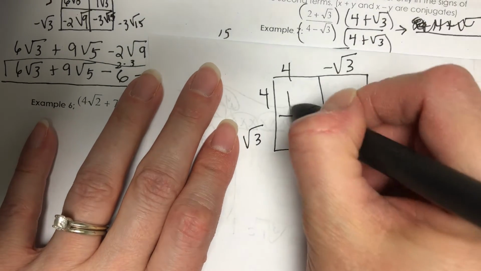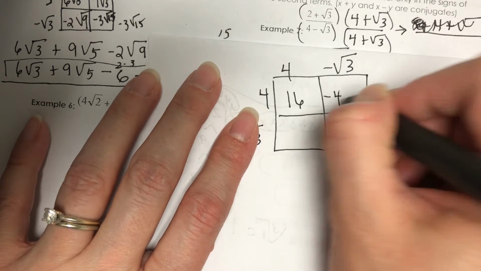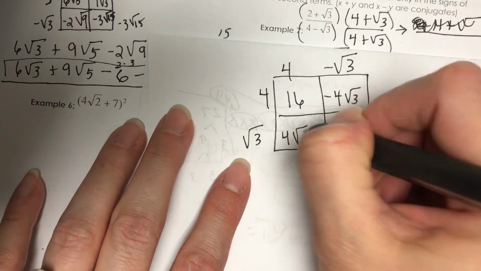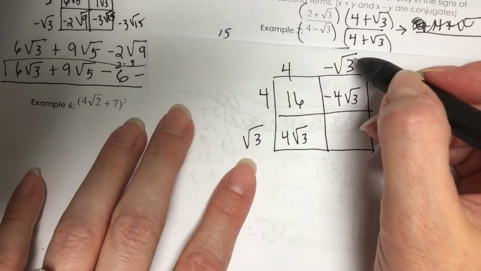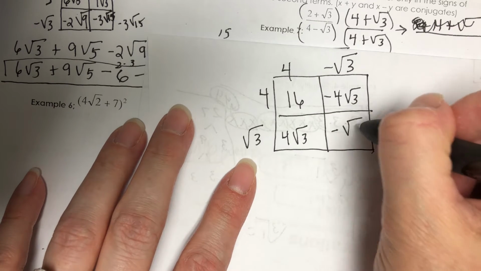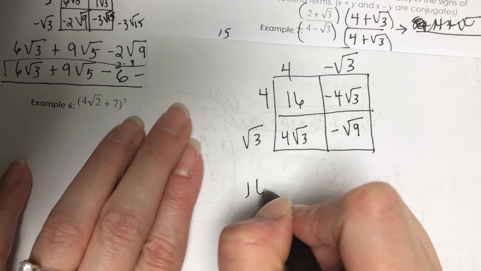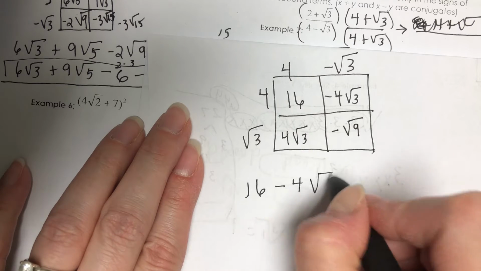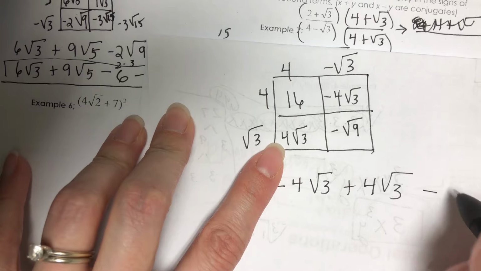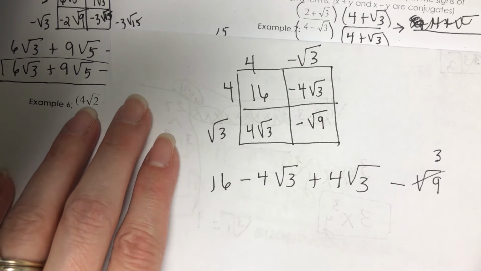Okay, 4 times 4 is 16. 4 times negative square root 3 is negative 4 square root 3. Square root 3 times 4 is 4 square root 3. And then square root 3 times negative square root 3 is negative square root of 9. So we'll write it out: 16 minus 4 square root 3 plus 4 square root 3 minus square root 9. But the square root of 9 is 3, so we can just say 3 here.